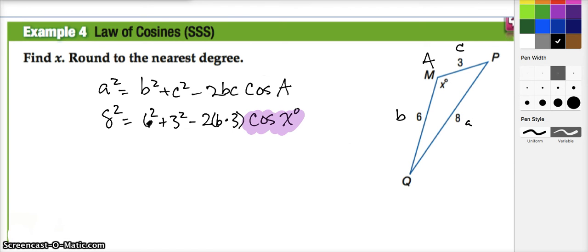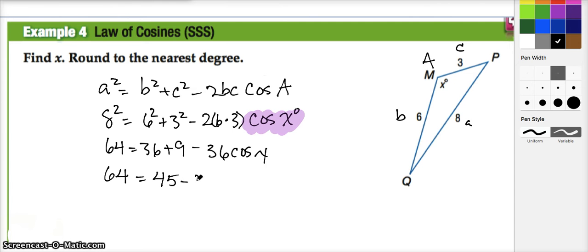So I'm going to first subtract all this stuff and get myself together. Let me write this out. 64 is equal to 36 plus 9 minus 2 times 6 times 3. That's 18 times 2, which is 36 times the cosine of x. And if I simplify further, 36 plus 9 gives me 45 minus 36 cosine of x.